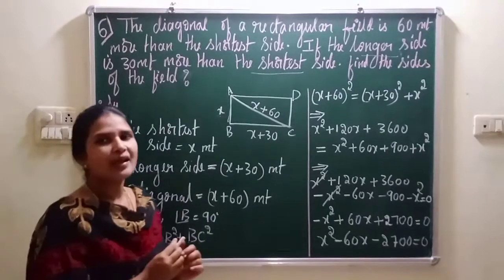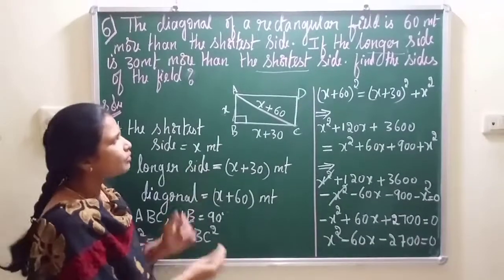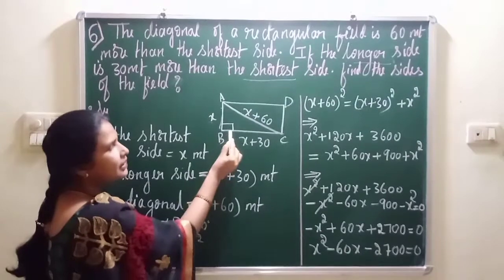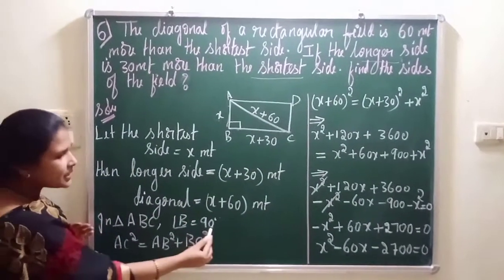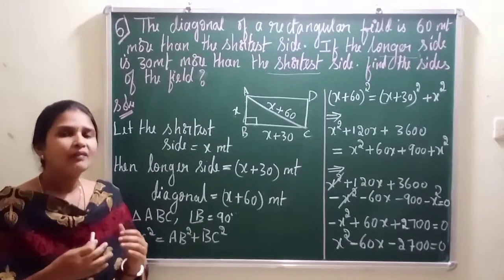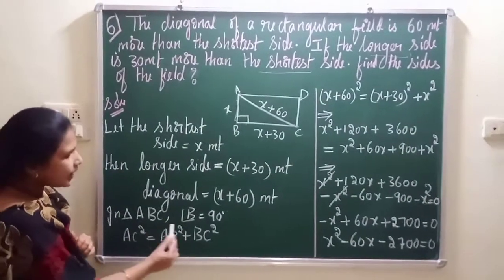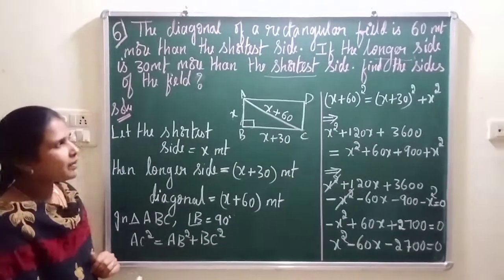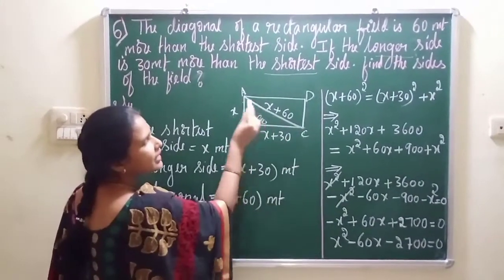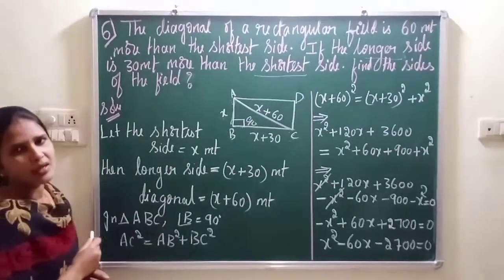Just recall, observe the diagram. You know that in a rectangle, each angle is 90 degrees. So automatically triangle ABC is a right angled triangle, right angled at B. Whenever we have a right angled triangle, we have the Pythagoras theorem to solve it. In triangle ABC, with B equal to 90 degrees, the opposite side AC becomes the hypotenuse, BC becomes the base and AB is the perpendicular height.